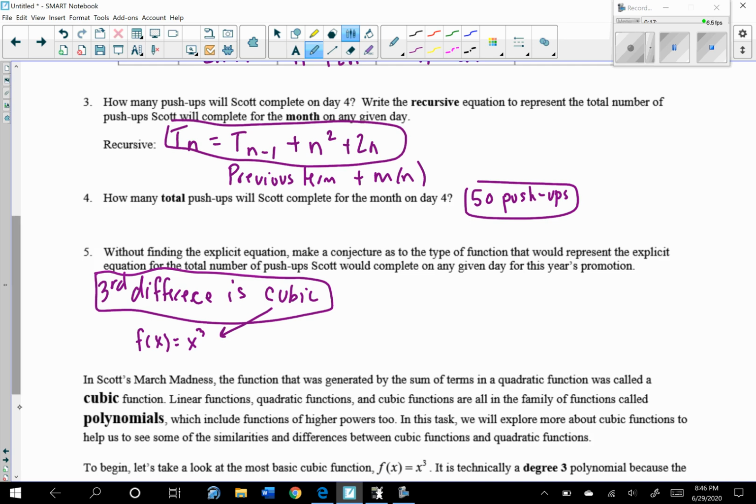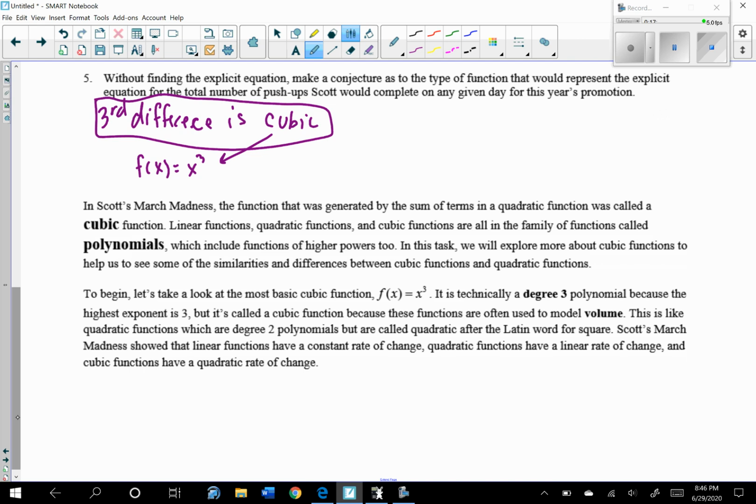So for the next part, it says in Scott's March Madness, the function that was generated by the sum of the terms in a quadratic function was called a cubic function. Linear functions, quadratic functions, and cubic functions are all in the family of functions called polynomials, which include functions of higher powers too. In this task, we will explore more about cubic functions to help us to see some of the similarities and differences between cubic functions and quadratic functions.